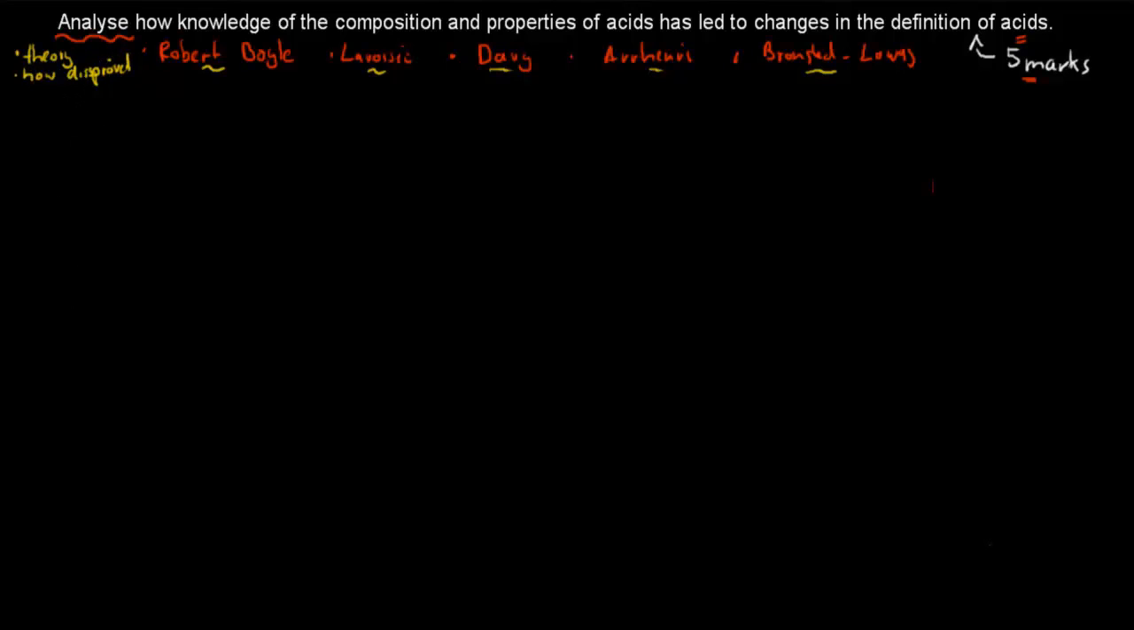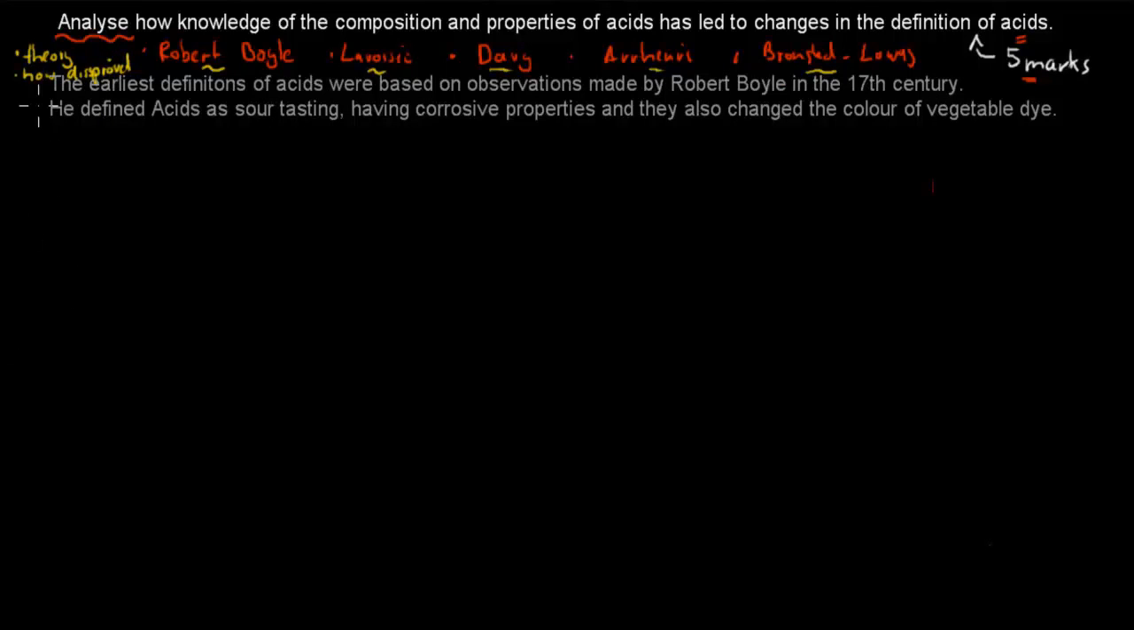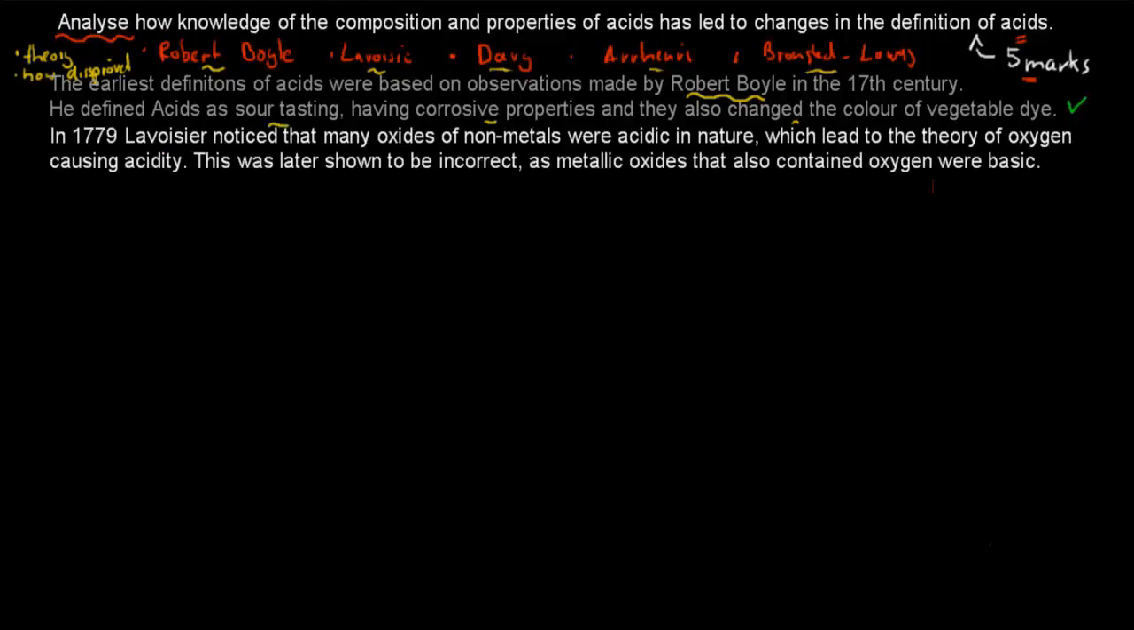So what I wrote first was, the earliest definition of acids was based on observations made by Robert Boyle in the 17th century. He defined acids as sour tasting, having corrosive properties, and changing the color of vegetable dye. So his were just the observations made, the earliest rough definition of acids. Then I wrote about Lavoisier and what he came up with.